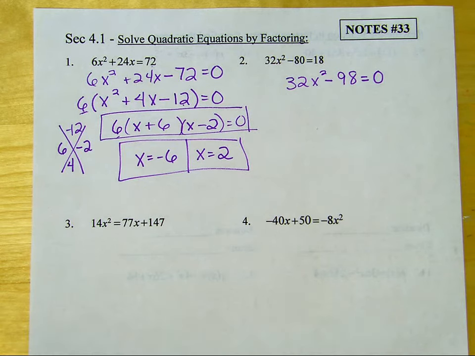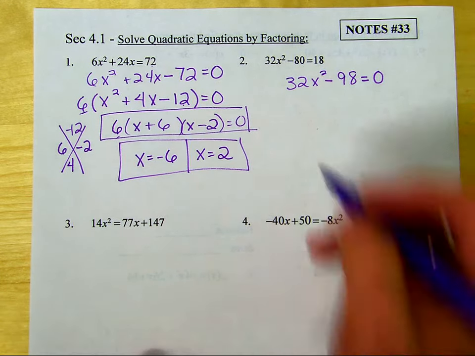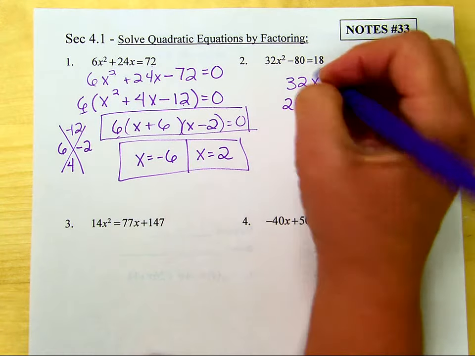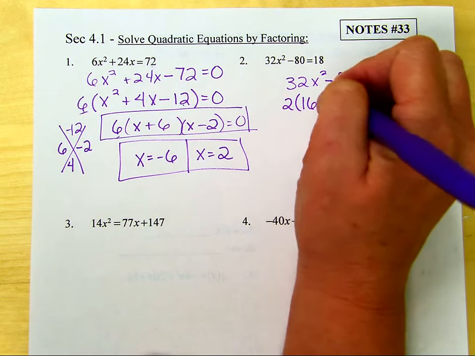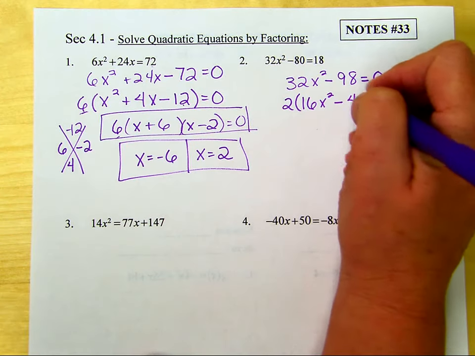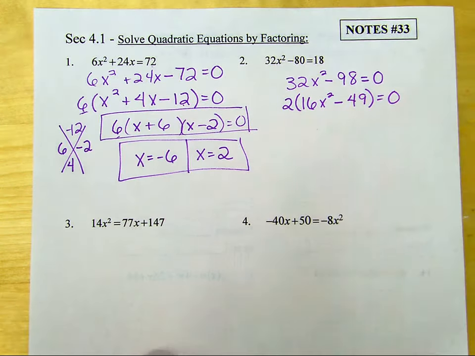32. Huh? Isn't it 32? Well, the multiples of 32 is 32, 64, 96. So no, but that was a good shot. We're going to do 2. 2 times 16x squared minus 49 equals 0. So now that I pulled the 2 out, I can look and see that it doesn't have any more common factors left behind. 2 was all I had.